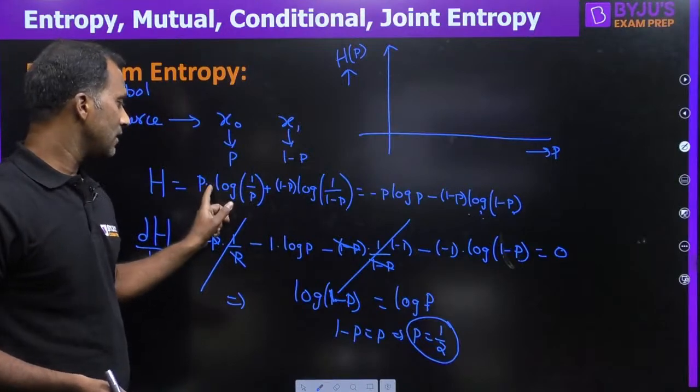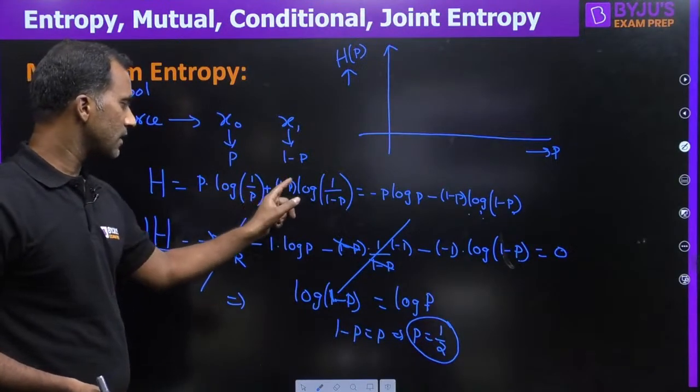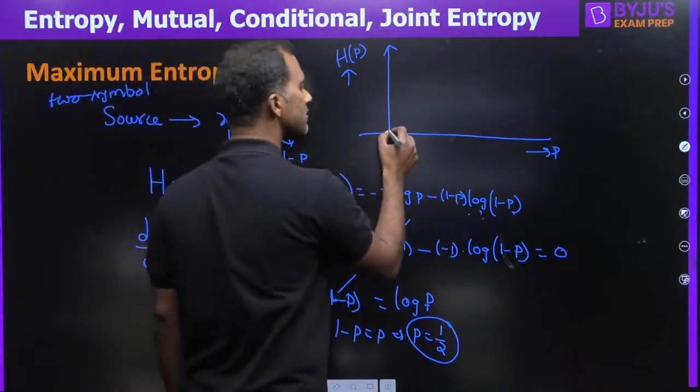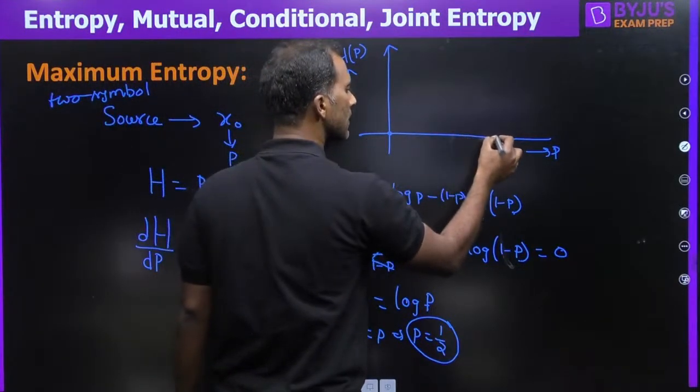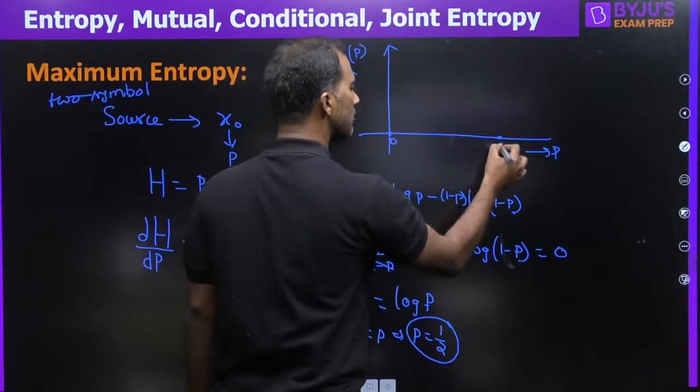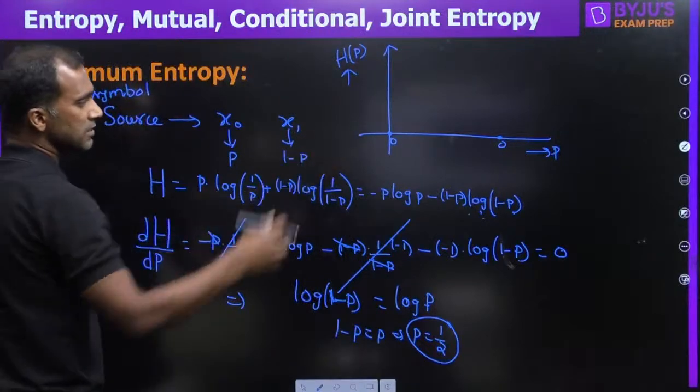When p equal to 1, this becomes 0, and this also becomes 0. For p equal to 1 and p equal to 0, it becomes 0. We know the value at p equal to 0 and at p equal to 1 is 0. At p equal to 0, it is 0. At p equal to 1 also it is 0. Substitute in this function and see, you will get it.